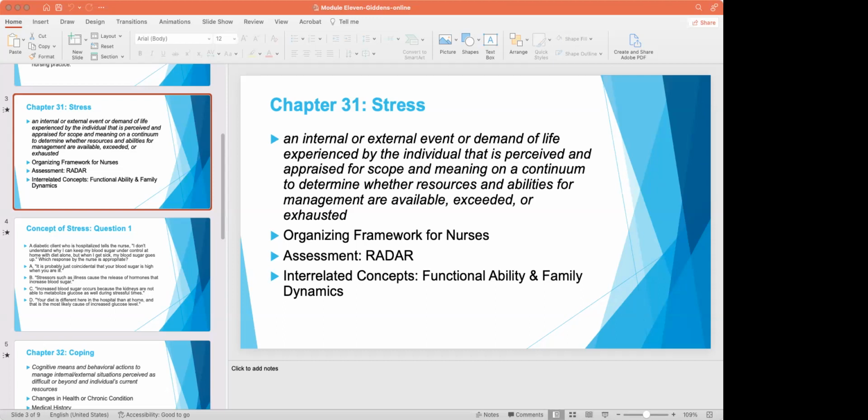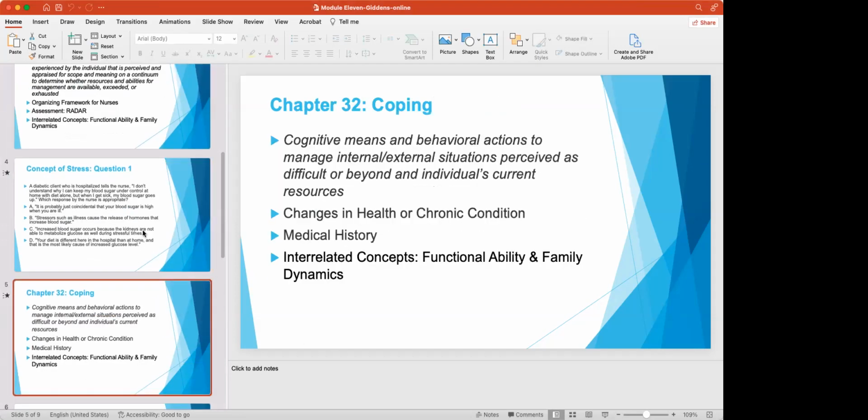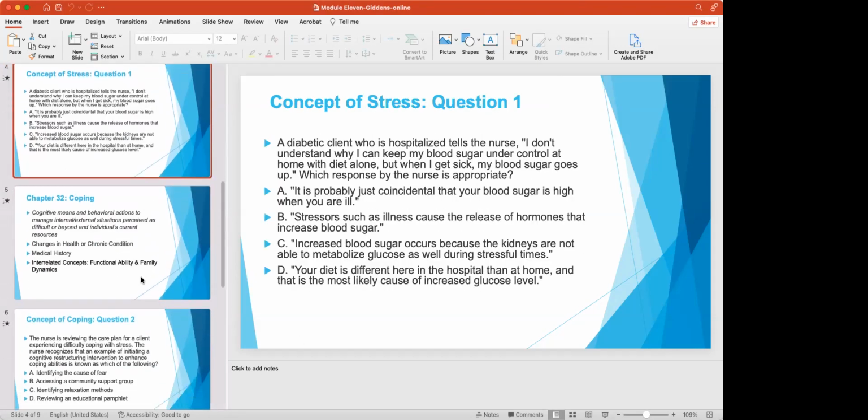So when a client exhibits delirium, this affects their functional ability, especially if they're living at home. And also it affects their family dynamics. So here is concept of stress question 1. So make sure you place that on your Word document provided.